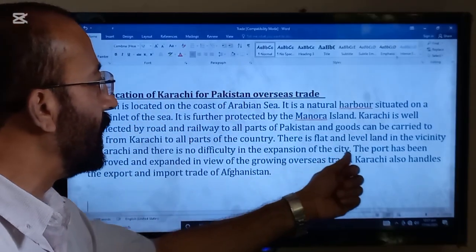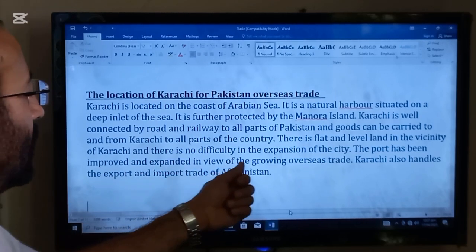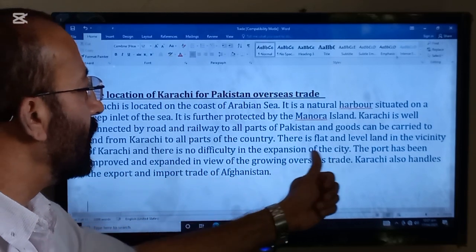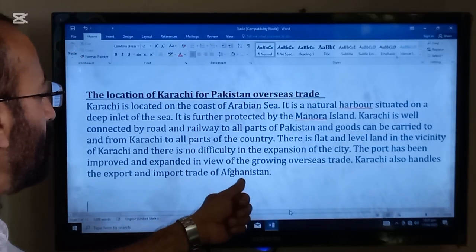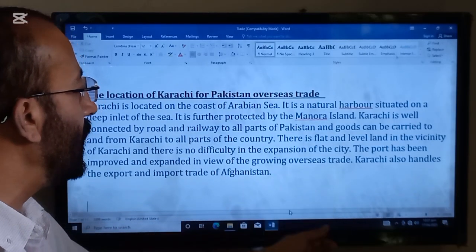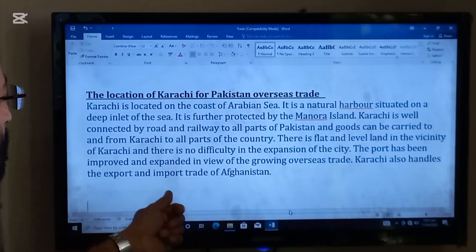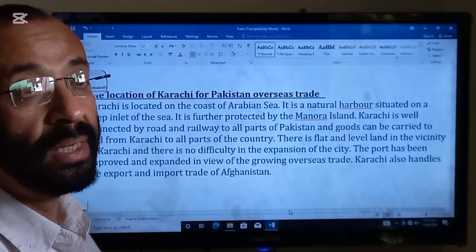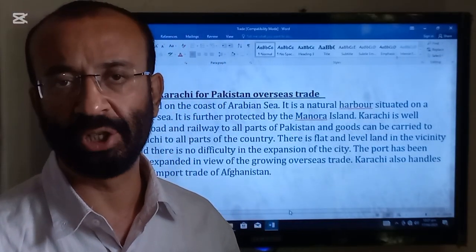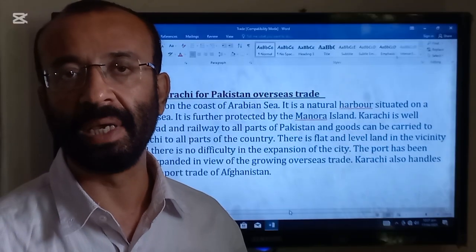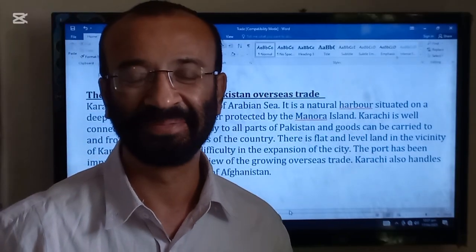There is flat and level land in the vicinity of Karachi, and there is no difficulty in the expansion of the city. The port has been improved and expanded in view of the growing overseas trade. Karachi also handles the export and import trade of Afghanistan. So these are very helping points. That's why Karachi port is playing a very important role in Pakistan's trade with other countries.